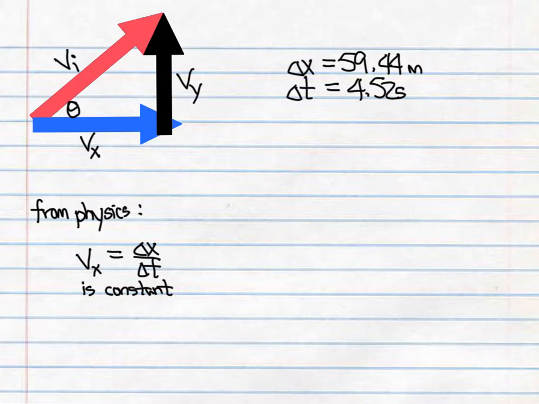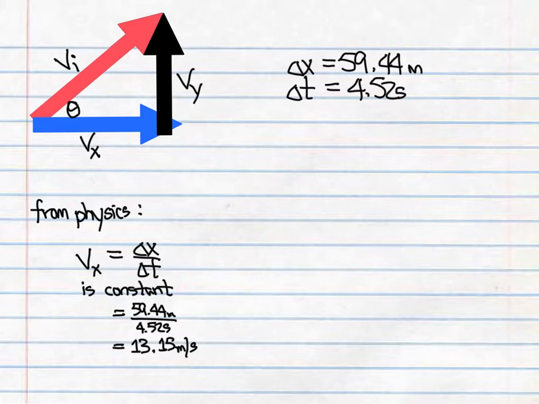Our given information here is a distance of 59.44 meters in 4.52 seconds. From physics, we know that the horizontal velocity is constant and given by distance over time, the definition of velocity. Let's calculate Vx. Pause and do it on your own. So dividing those numbers gives me 13.15 meters per second.